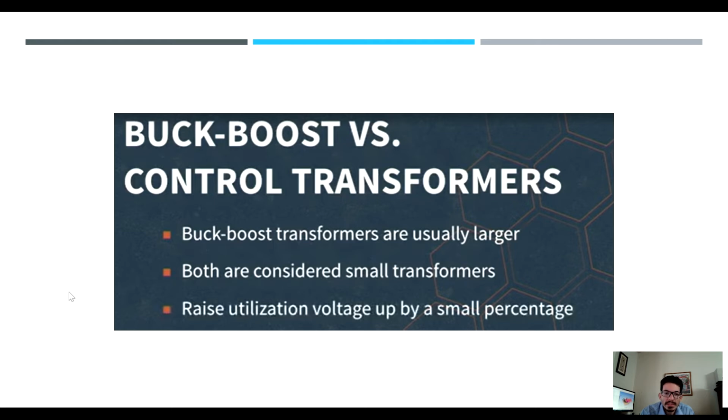They also raise the voltage by a small percentage. So as I said before, if the voltage coming into your building is 108 volts, but you need 130, you can use a buck and boost controller. Or a buck and boost transformer, I'm sorry.